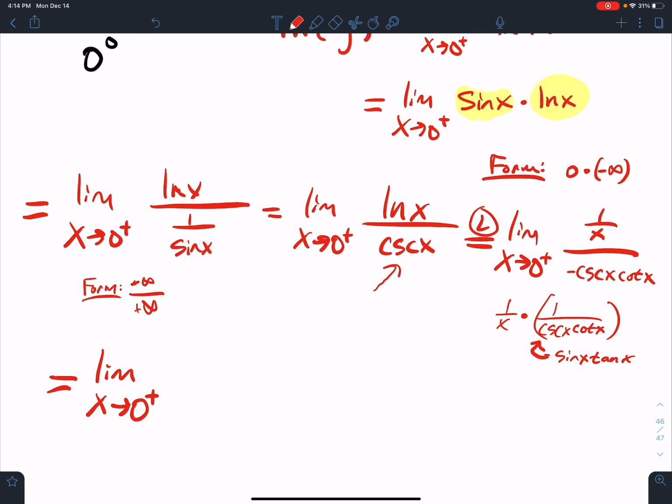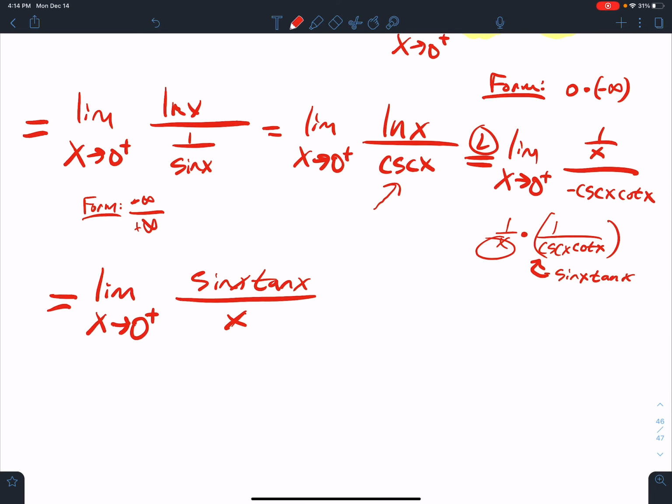All right. And so this is going to be what? It's going to be sine x, tangent x in the numerator, and then the denominator just x. Okay. So when I plug in 0, what do I get? Sine of 0 times tangent 0 over 0. That's 0 over 0, so I'm going to L'Hopital.